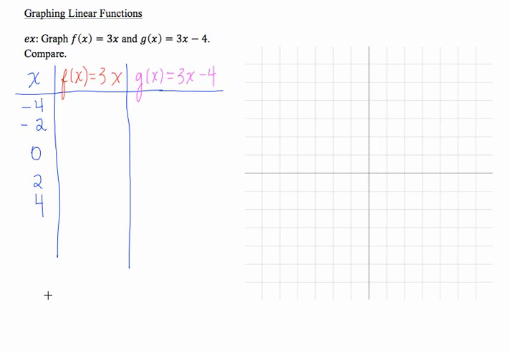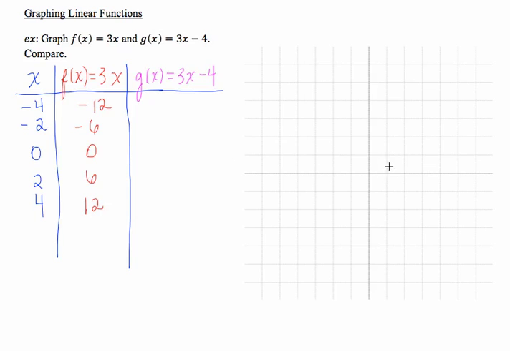Now you really only need 2 points to draw a line. I'd say to do 3 to just make sure and double check yourself. We're going to do a few extra in this case. Now if f of x is equal to 3 times x, if x is -4, you'd have 3 times -4 or -12. If x was -2, 3 times -2 is -6. 3 times 0 is 0, 3 times 2 is +6, and 3 times 4 is +12.